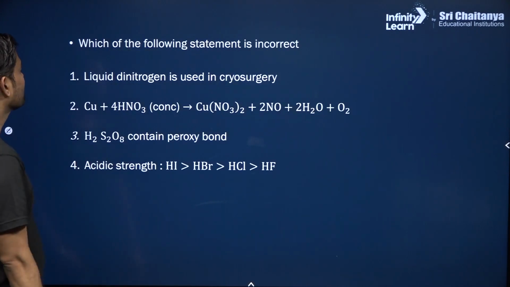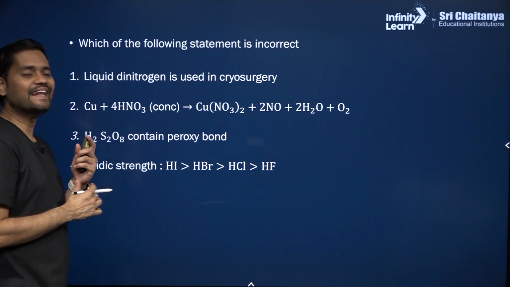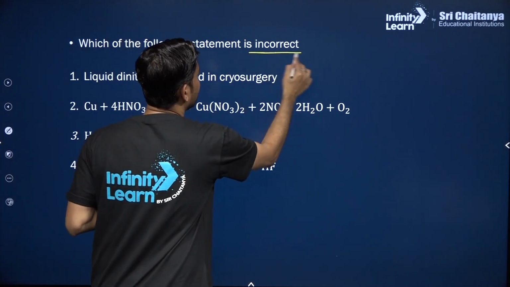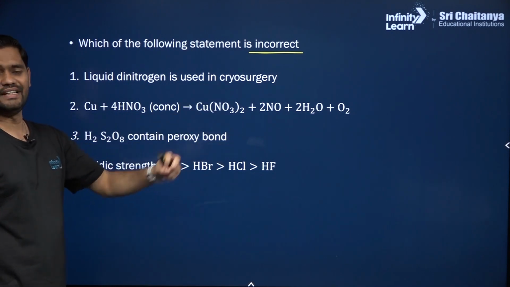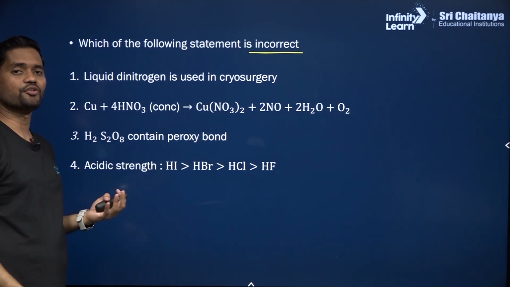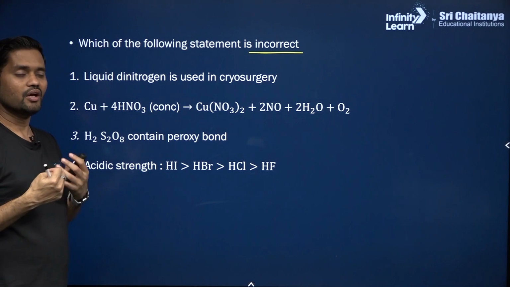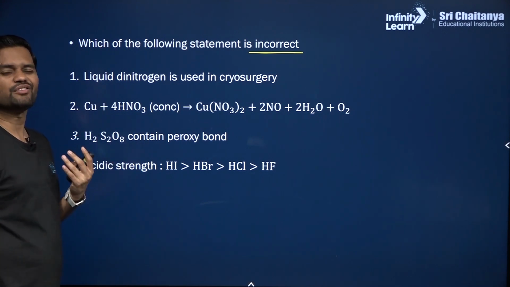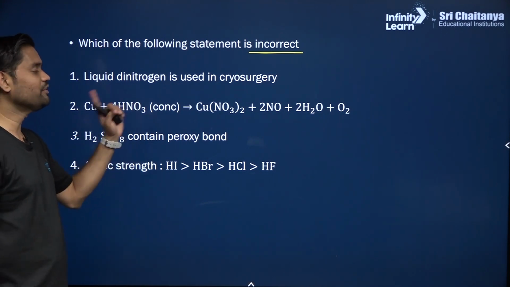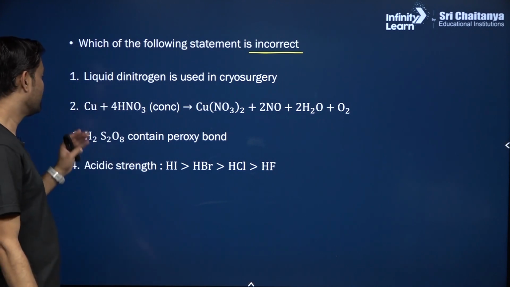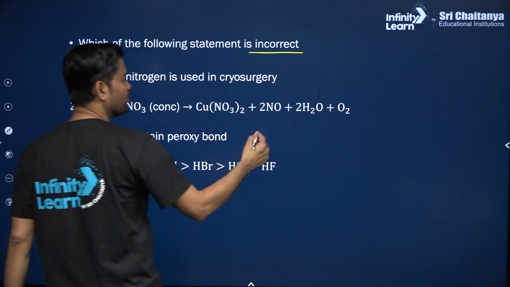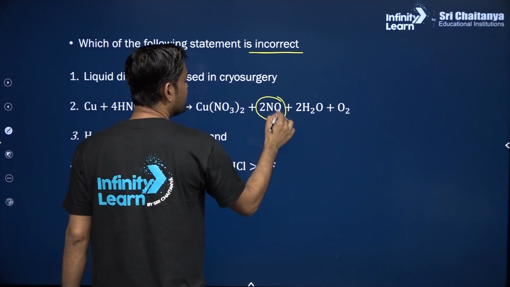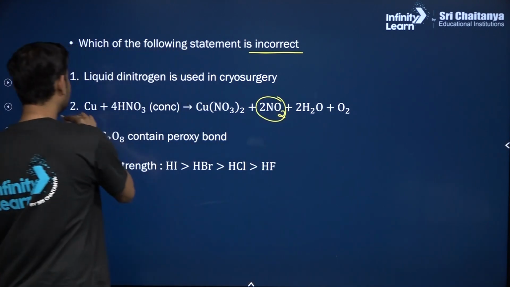Next, which of the following statements is incorrect? Liquid dinitrogen is used in cryosurgery. Yes, it is used because the boiling point of nitrogen is less than minus 198 something around, so that can be used. So yes, it is used in cryosurgery. Copper plus concentrated nitric acid gives you NO2. It does not give you NO. It gives you NO2. So this might be the answer.